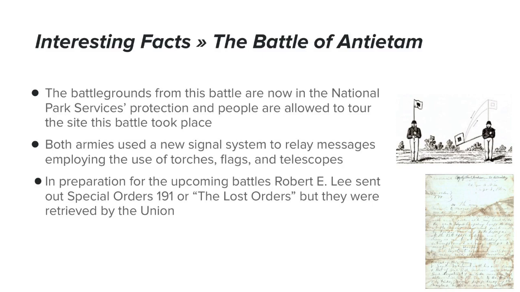In preparation for the upcoming battles, Robert E. Lee sent out Special Orders 191, or the Lost Orders, but they were retrieved by the Union. These are actually on display in the Library of Congress, and I included a picture on the right.